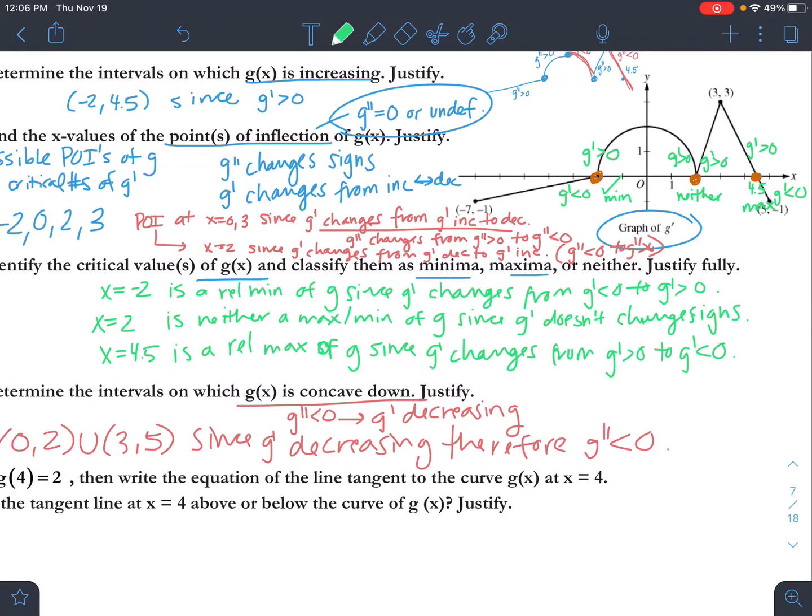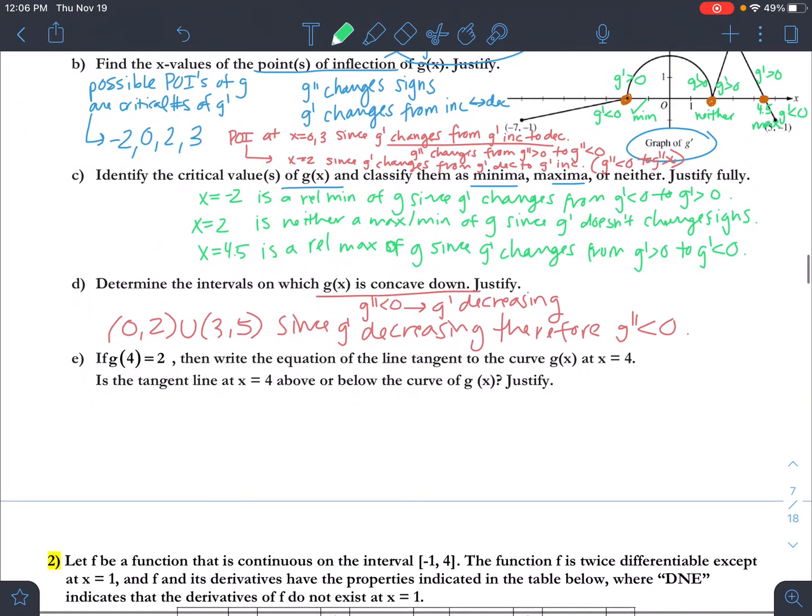Okay, so take a pause if you need to. Those are justifications we've seen many times, so I hope you're feeling okay about that. And the last step we're going to do is this tangent line. So very last problem here, we're going to talk about a tangent line. It says if G of 4 is 2, so that gives us y minus 2 equals some slope times x minus 4. Write the equation of the tangent line at 4.